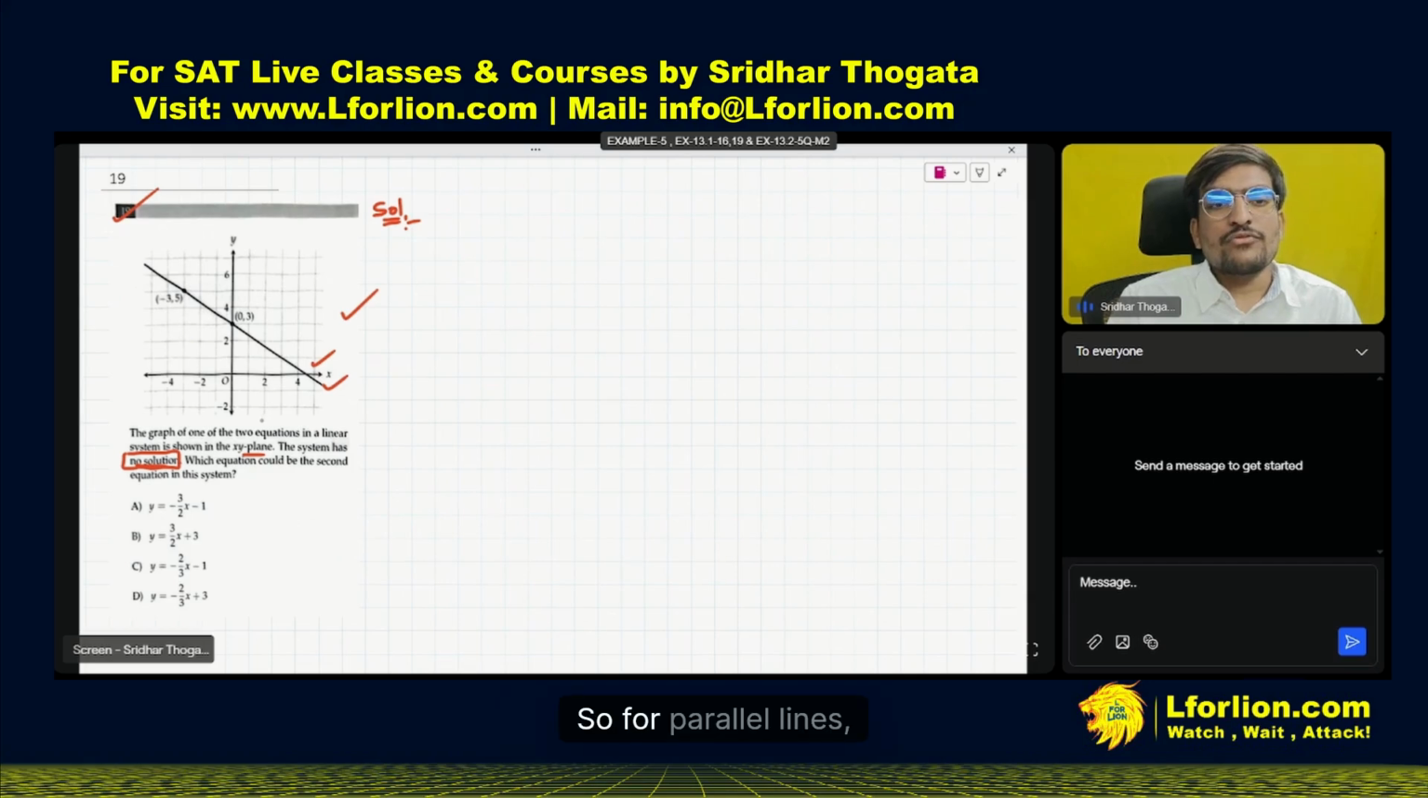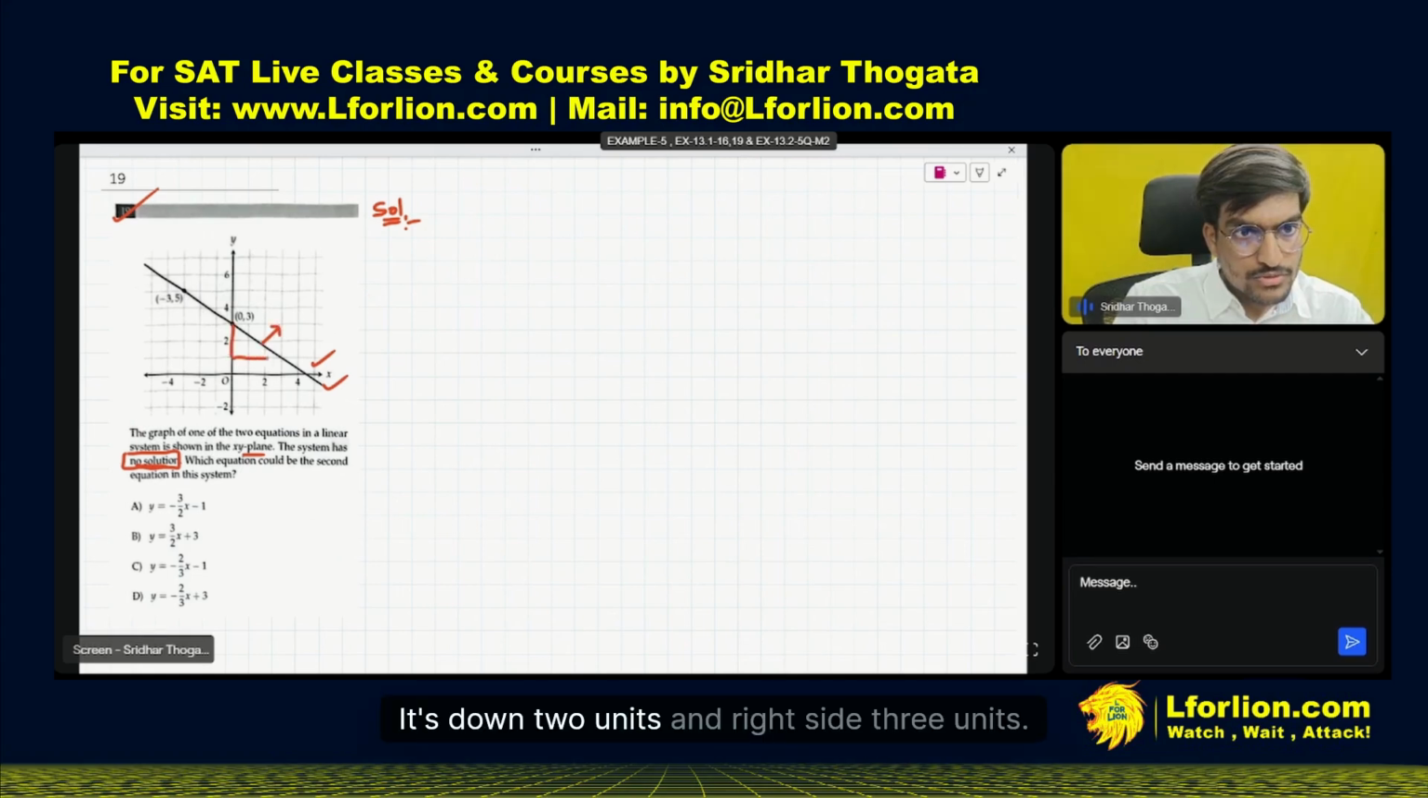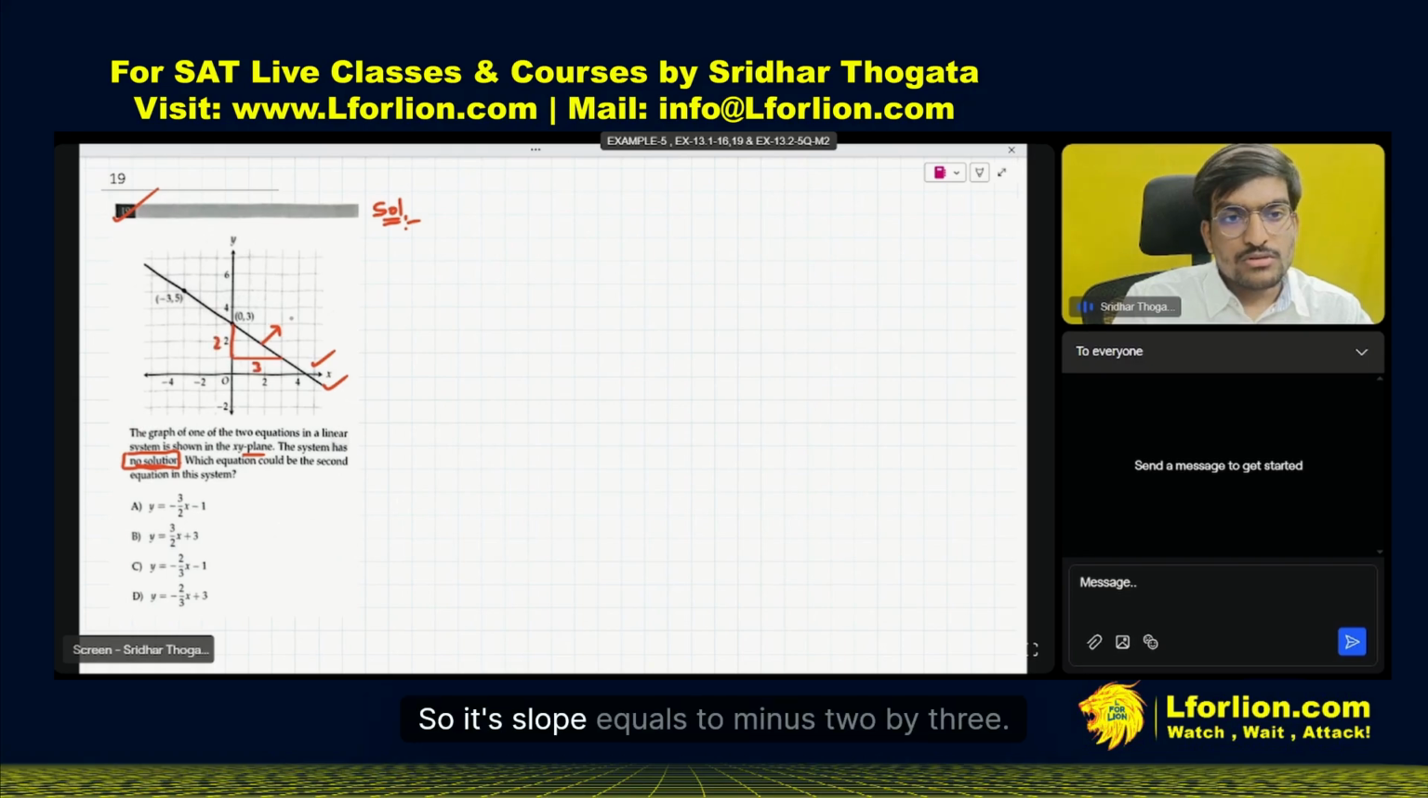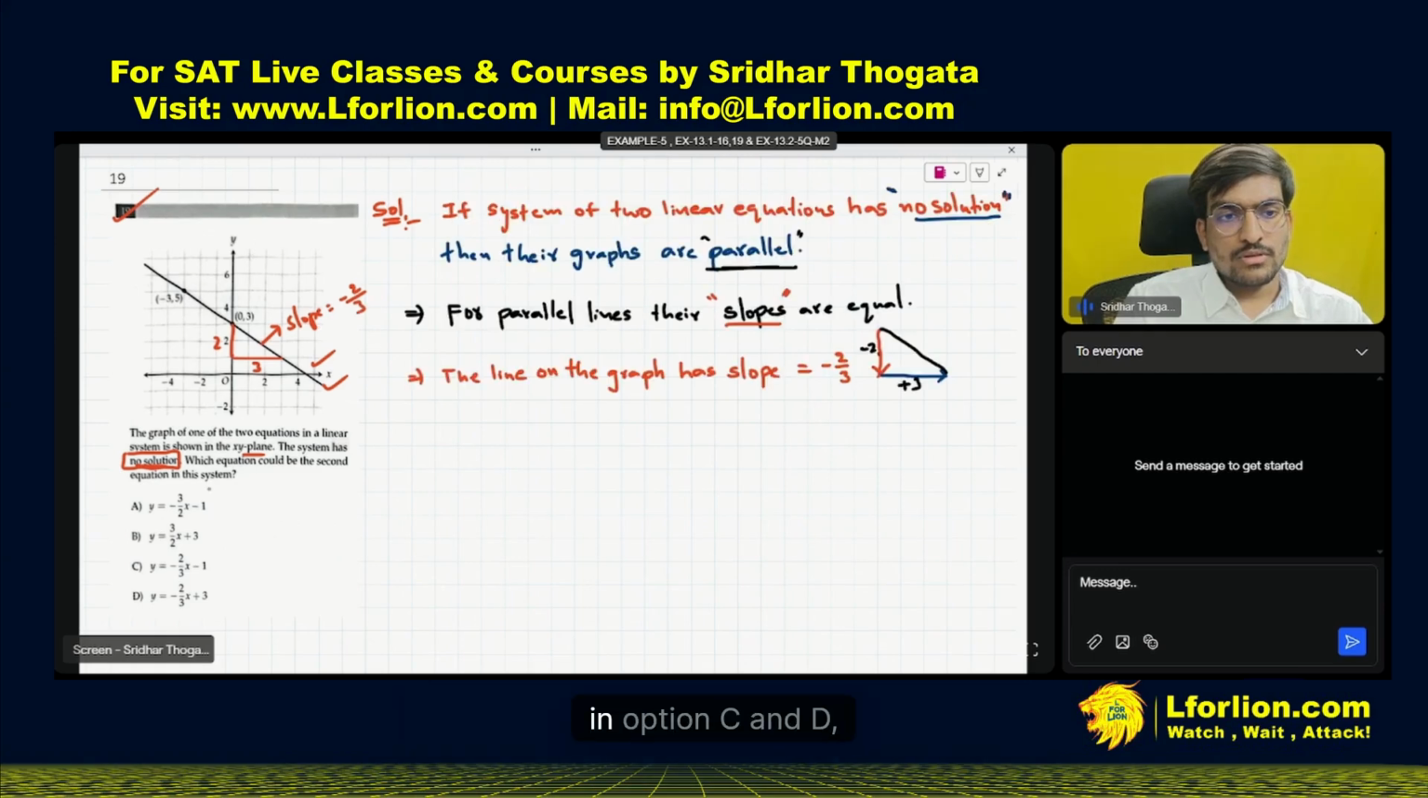So for parallel lines, the slope is the same. So what is the slope of this line? Down 2 units and right side 3 units. So its slope equals -2 by 3. So here in options C and D, we have the same slope. So the option may be C or D.